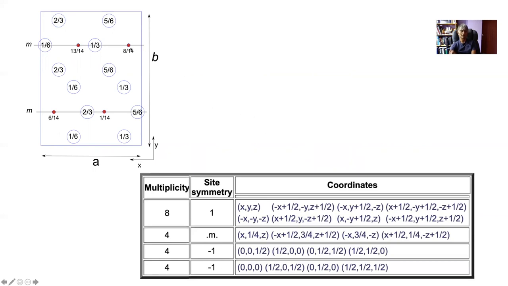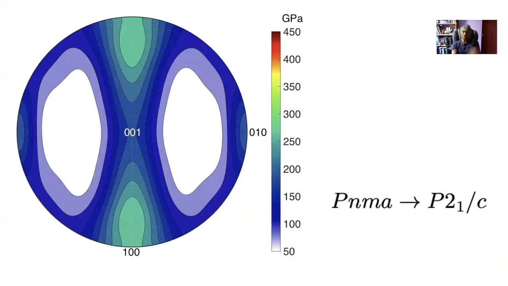Now, the carbon atoms have the same point symmetry as these iron atoms, in other words, a mirror plane, and therefore we expect four of these atoms in the unit cell, completely consistent with the space group PNMA. Now, this is an orthorhombic unit cell, and therefore it's extremely anisotropic. So the elastic modulus varies extremely strongly with the crystallographic orientation. This is close to zero, okay? Not zero, but close to zero.